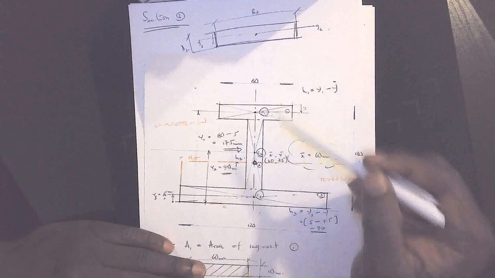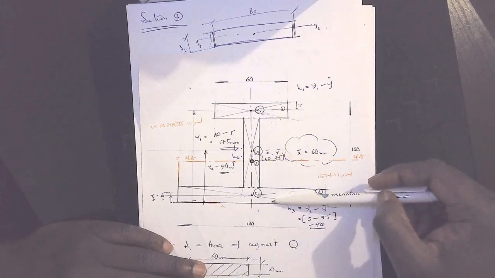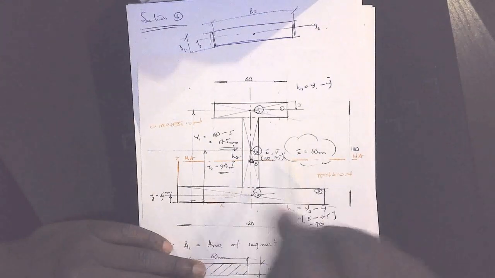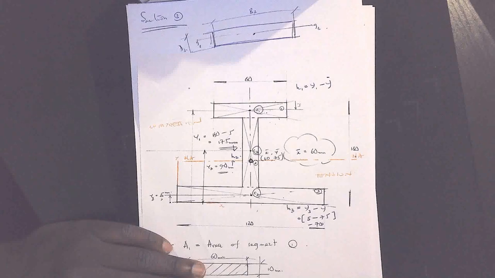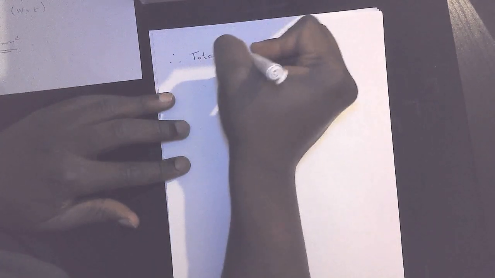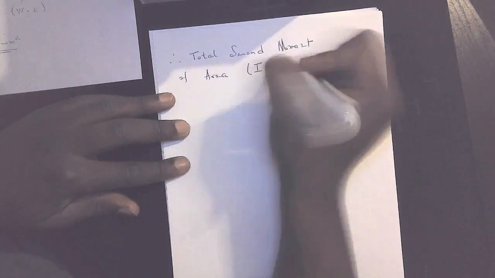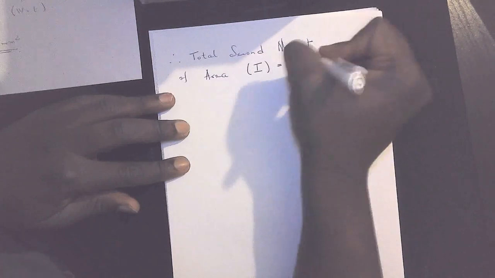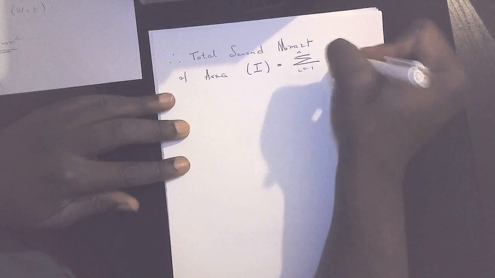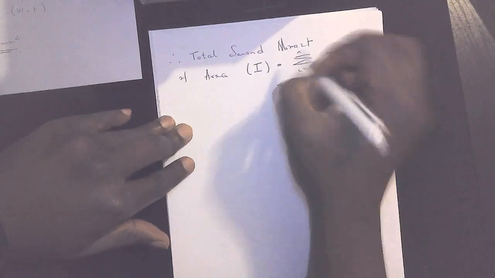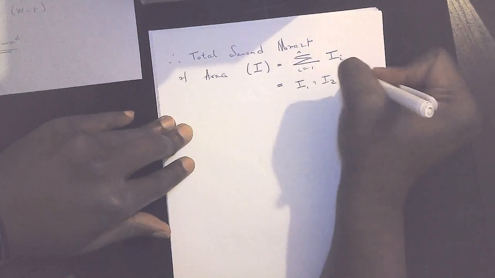So we've worked out the contribution of the upper flange, the web and the bottom flange, for sections 1, 2, and 3. So the total value of I will be the sum of the individual contributions in terms of the second moment of area. So therefore, the total second moment of area of the I section, let's call that I, will be equal to the sum of the individual values of I. And this is simply I1 plus I2 plus I3.